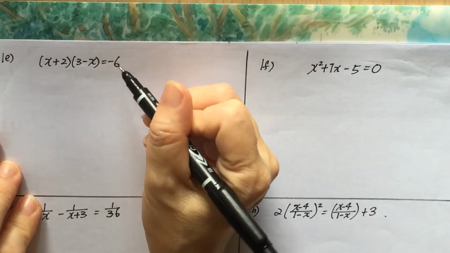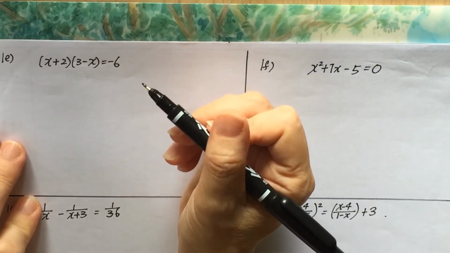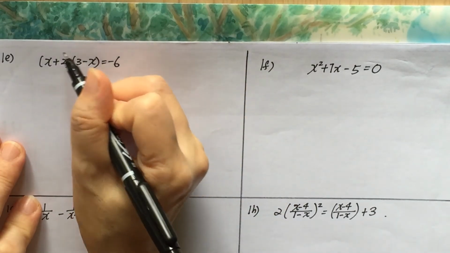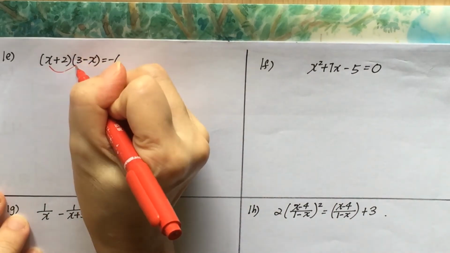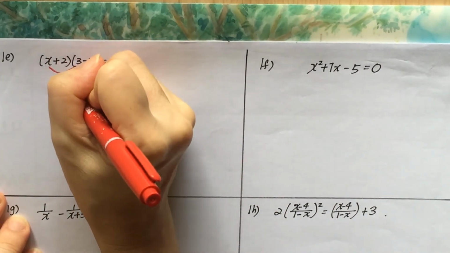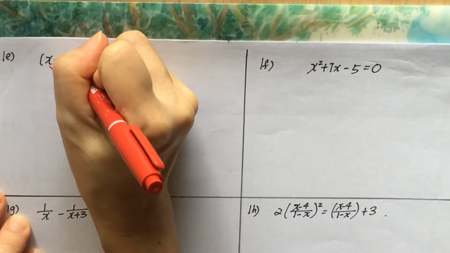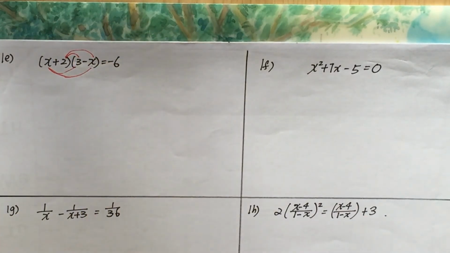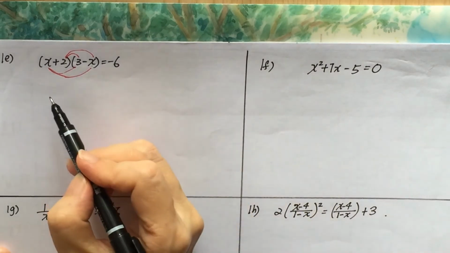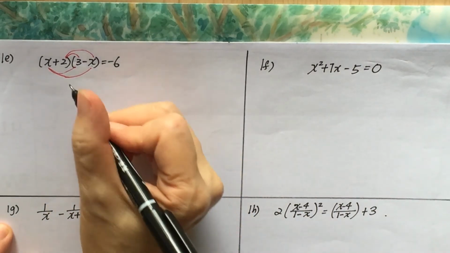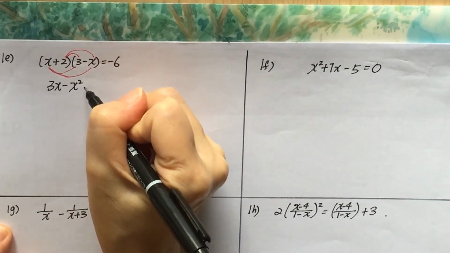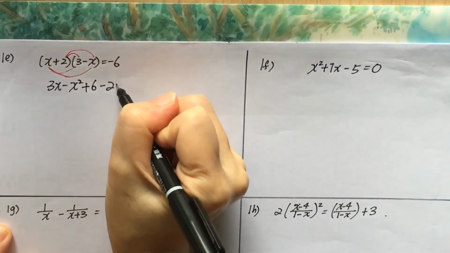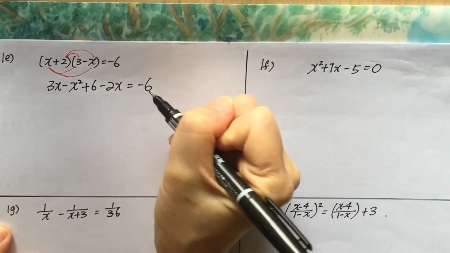Again, we are always changing one side to be equal to 0. So for this one, I'm going to do expansion. Expand this, multiply this and this, and at the same time bring the negative 6 to the other side, or I add 6 to both sides. So I have 3x minus x squared plus 6 minus 2x equals negative 6.